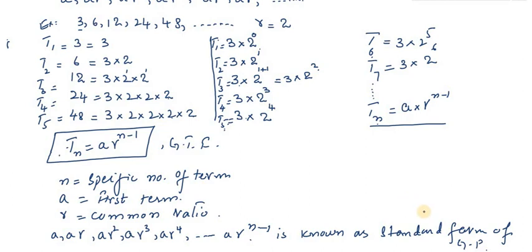The common ratio of a geometric progression is obtained by dividing any term by the one just preceding it. It may be noted that 0 can never be a term of a geometric progression because division by 0 is not permissible.